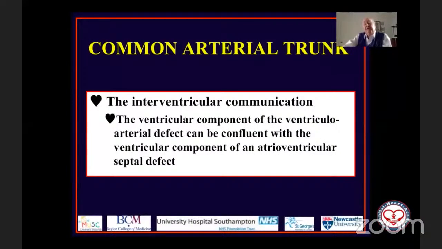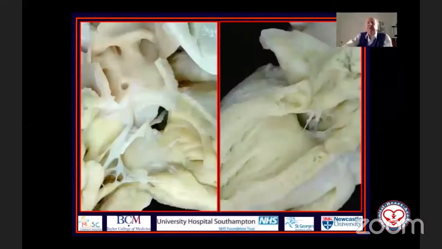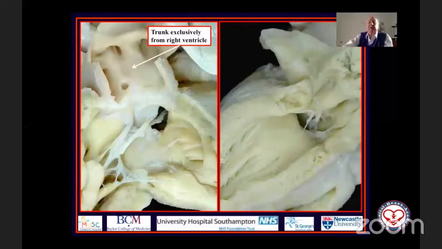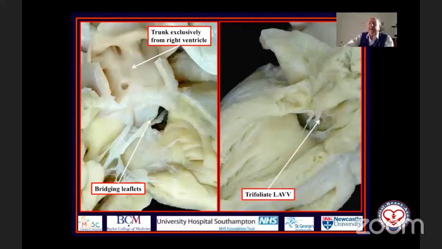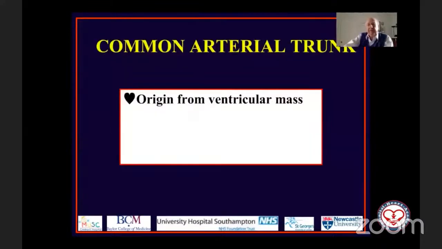We then need to remember that the interventricular communication is an outlet defect, but that can be confluent with the ventricular component of an atrioventricular septal defect, so that on occasion you see a situation like this. In this instance, the trunk is arising exclusively from the right ventricle, another of the variables, but there you see the leaflets of the atrioventricular valve disappearing through the large defect. And that tells you that not only do we have a ventricular arterial defect, we also have an atrioventricular septal defect. And then when we look in the left ventricle, we see a trifoliate left atrioventricular valve. So remember, common arterial trunk can also be associated with common atrioventricular junction.